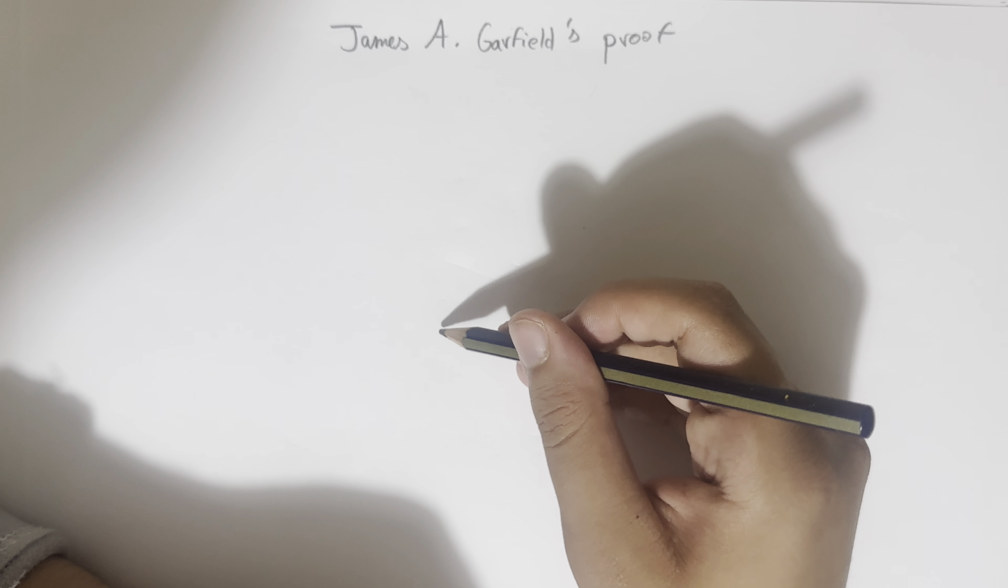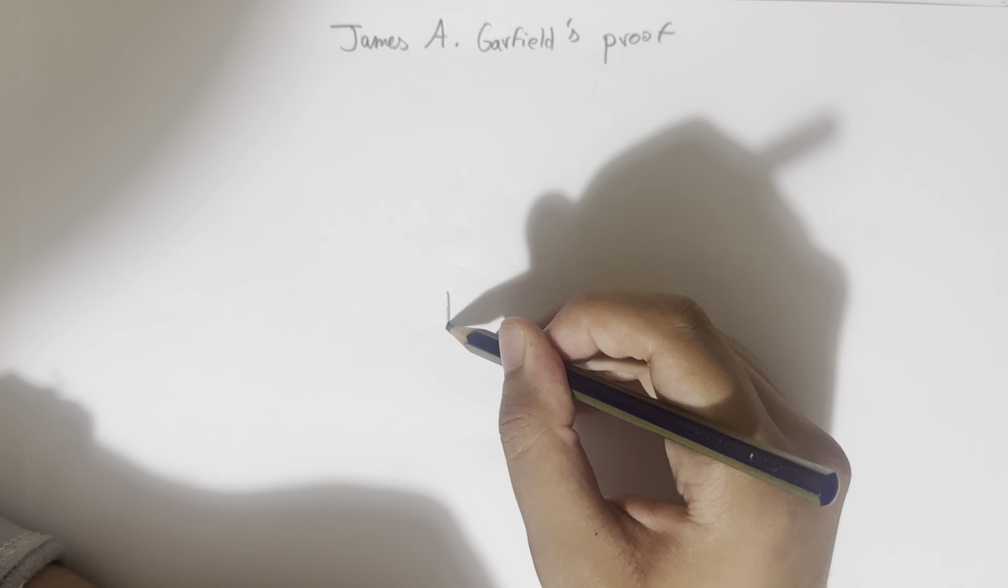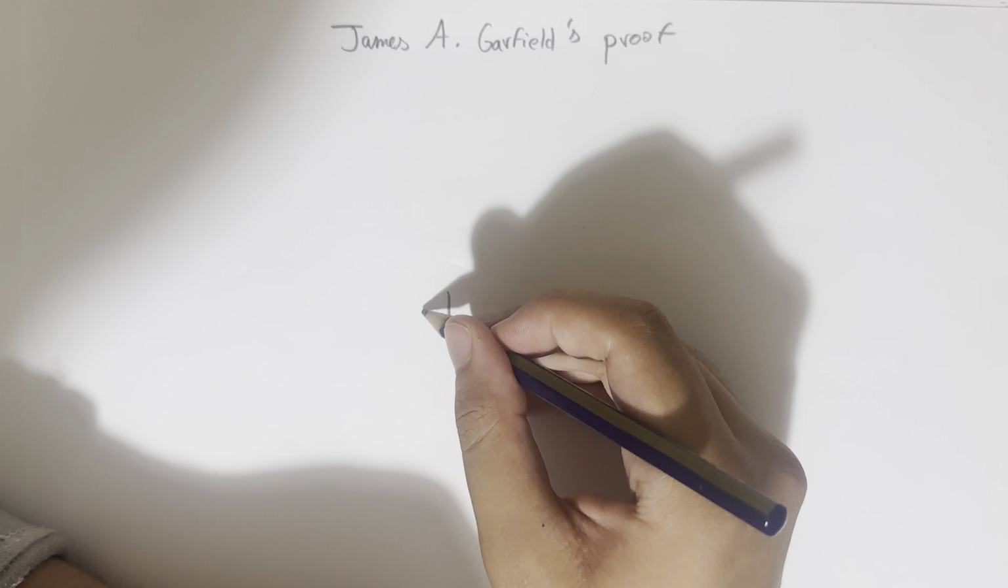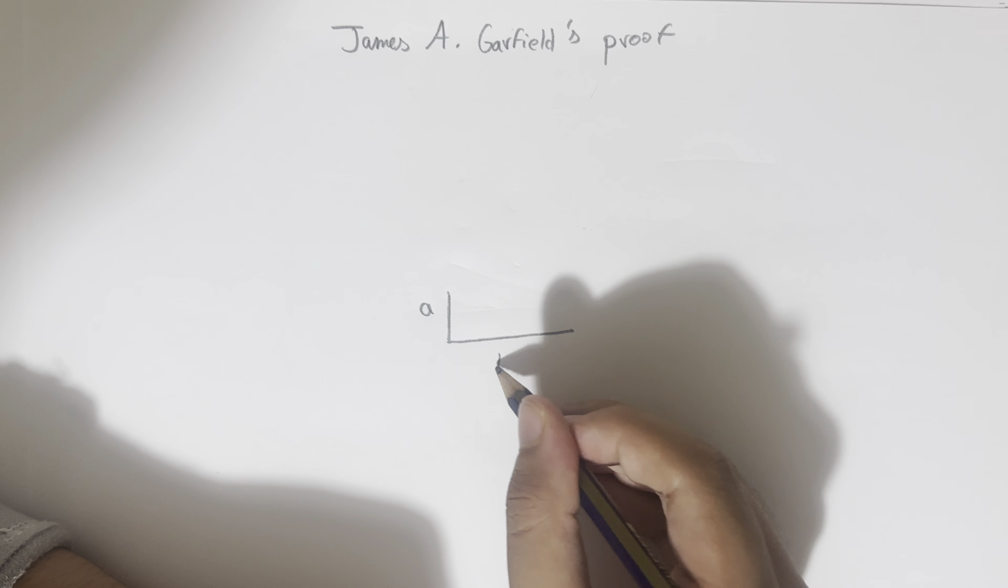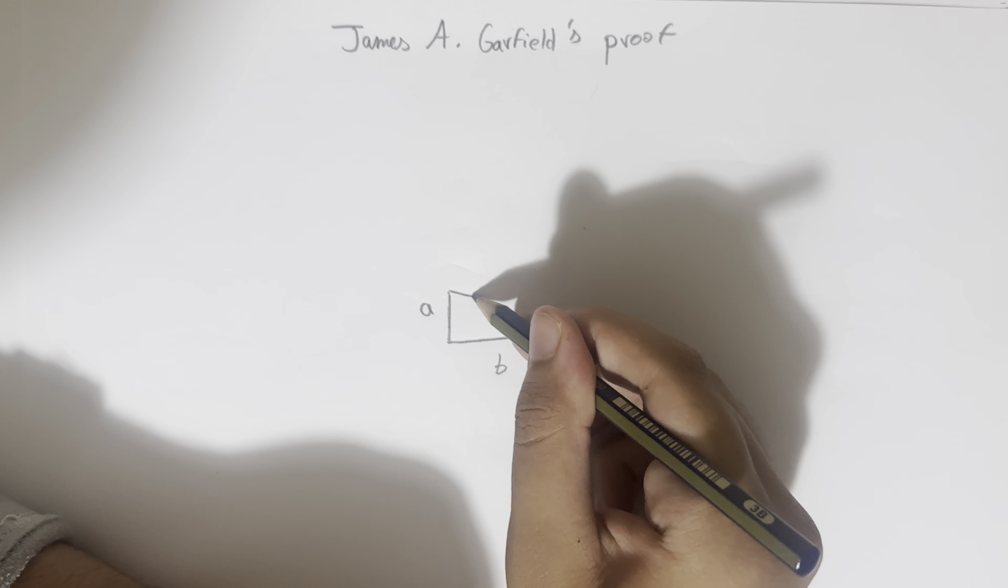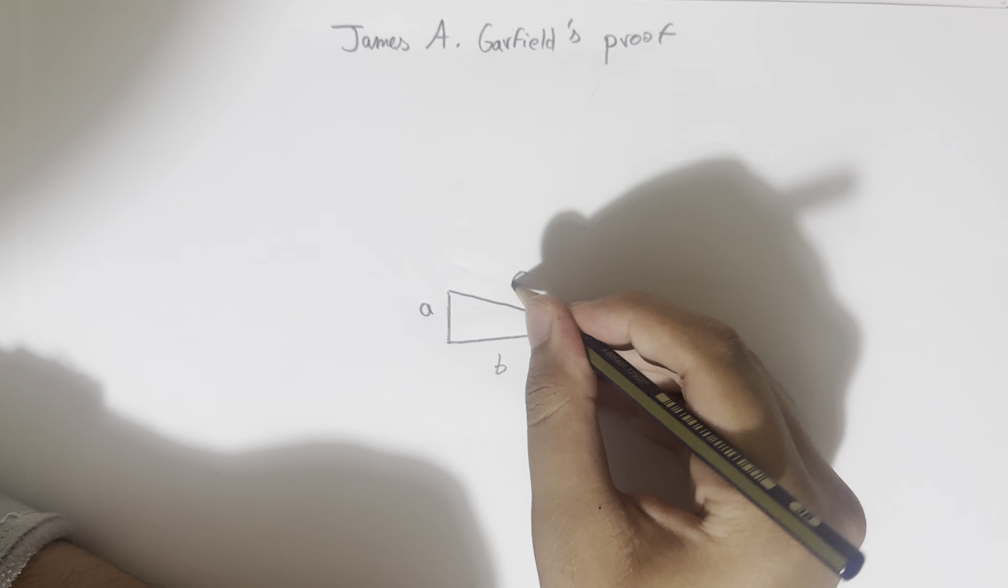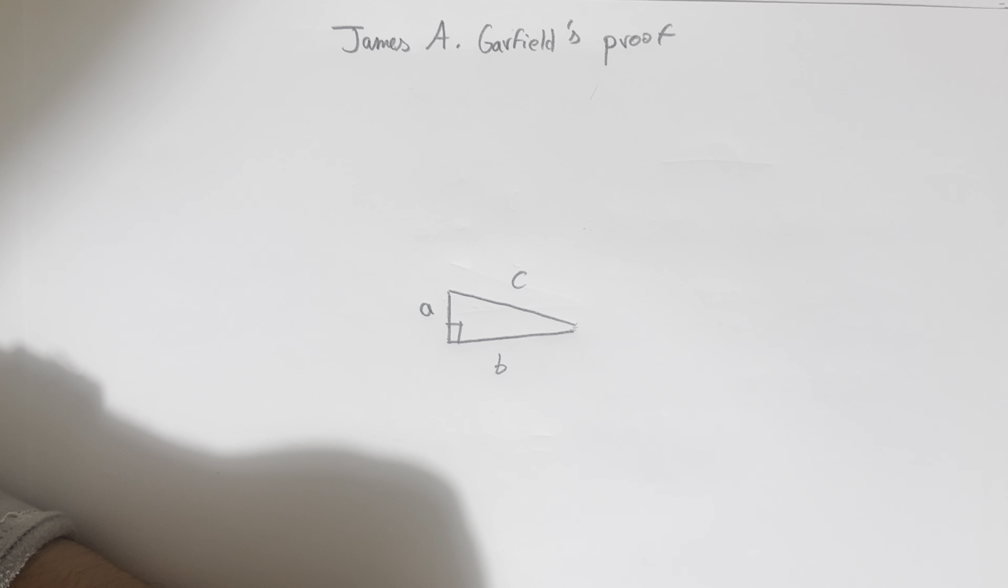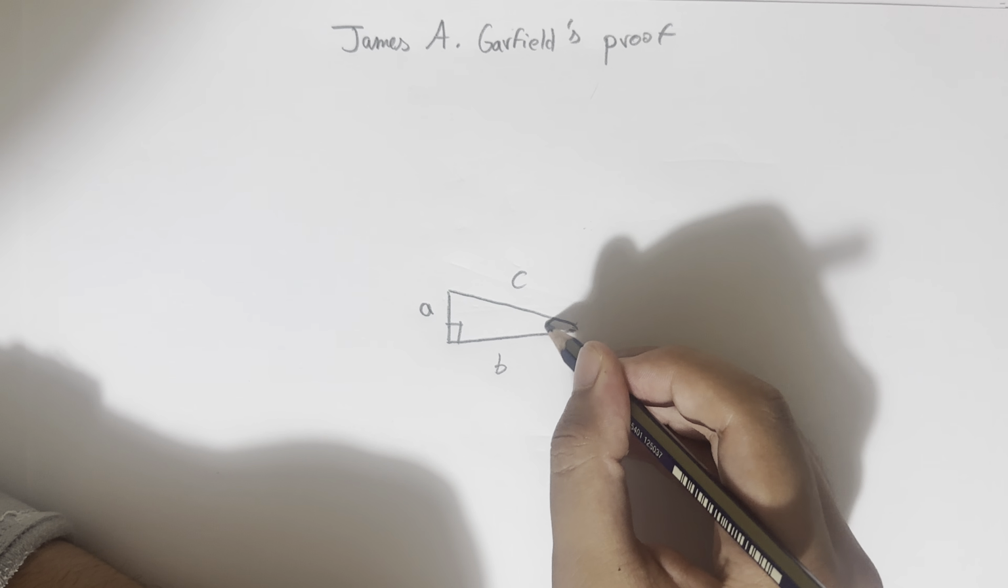So first we're going to go ahead and build a right triangle with side lengths A and B. So we have side length A as the height, and length B, and the hypotenuse is C. This is a classic right triangle. So we have our 90 degree angle here, and let's go ahead and call this angle right here theta.